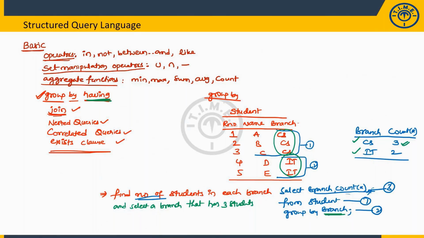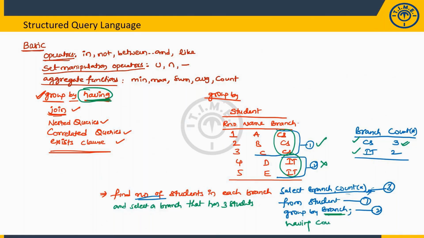In that, only the group with 3 students should be selected in the output. This group is to be selected, this group is to be rejected. For the selection of groups, we have to use the HAVING clause. So we can extend the query: GROUP BY branch HAVING, because the branch should have 3 students. So HAVING is for selection of a group.